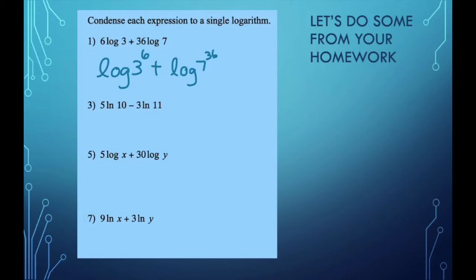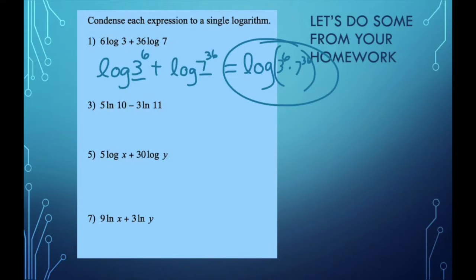So I still have the addition rule. What am I going to do with the addition rule? You can multiply the exponents? Yes, I'm going to multiply the 3 to the 6 and the 7 to the 36. Watch how I'm going to write my answer. No calculator is necessary. I'm going to have 1 log, and I'm going to have a big parentheses with 3 to the 6th times 7 to the 36, and I'm done. Really? You don't have to do anything more.